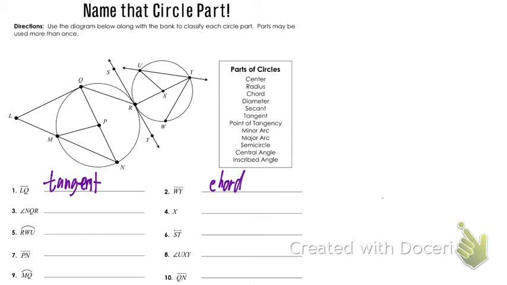Seth? Inscribed angle. Yes, it's an inscribed angle: the vertex is on the circle and the sides are chords. Point X. Liam? Center. Yep, that's the center. The major arc, RWU. Dominic? Major arc.